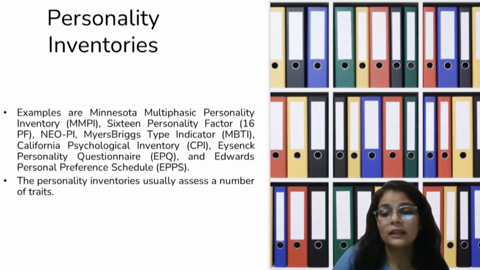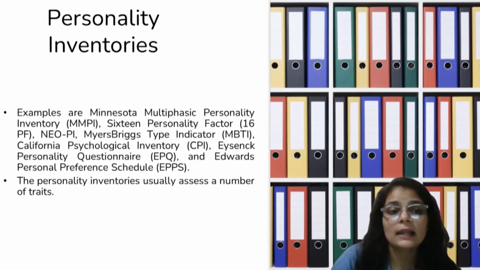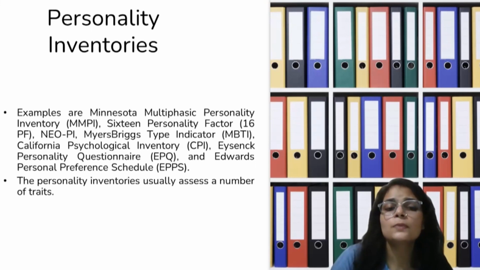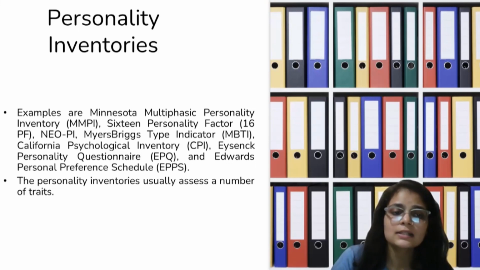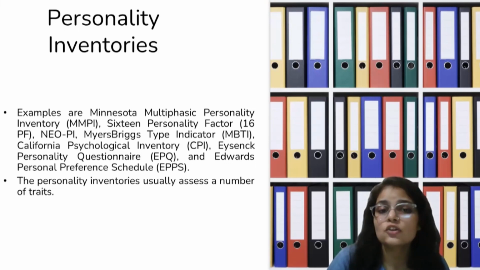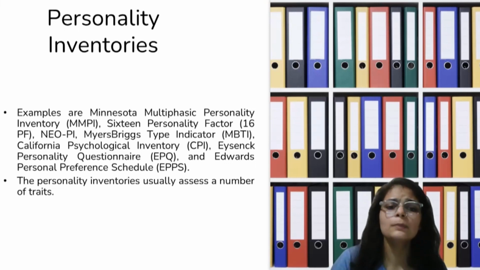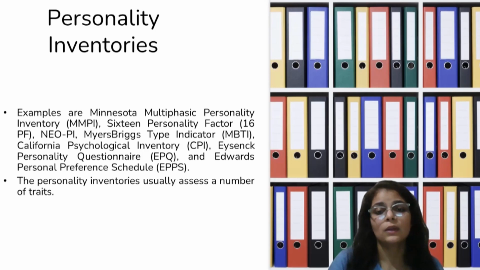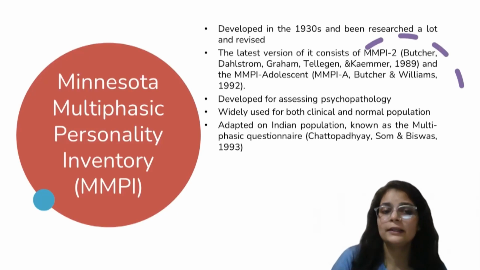There are various personality inventories: Minnesota Multiphasic Personality Inventory, MMPI; 16 Personality Factor, 16PF; NEO-PI; Myers-Briggs Type Indicator; California Psychological Inventory, CPI; Eysenck Personality Questionnaire, EPQ; Edwards Personal Preference Schedule, EPPS. We are going to discuss each of them in brief. The personality inventories assess a number of traits. First is the Minnesota Multiphasic Personality Inventory, MMPI.